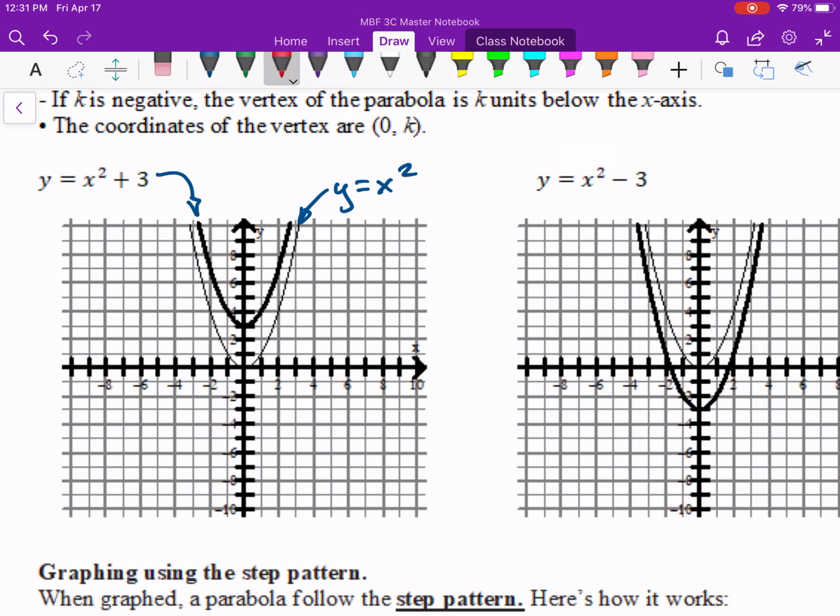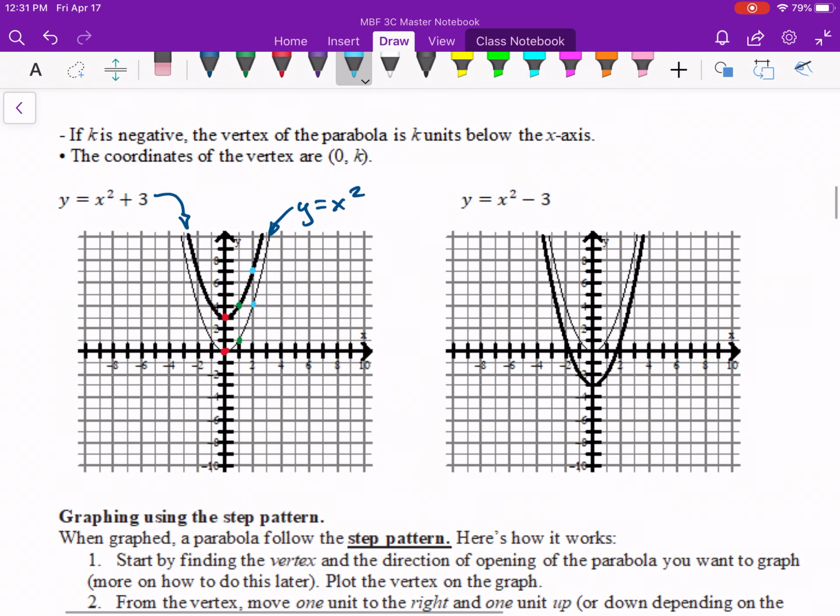The vertex has gone from 0, 0 up to 0, 3. And in fact, every point has gone up by 3. This point here at 1, 1 has gone up to 1, 4. And this point at 2, 4 has gone up to 2, 7. Every y value is shifted up by 3. Likewise, with a negative k value, well, everything's gone down by 3.